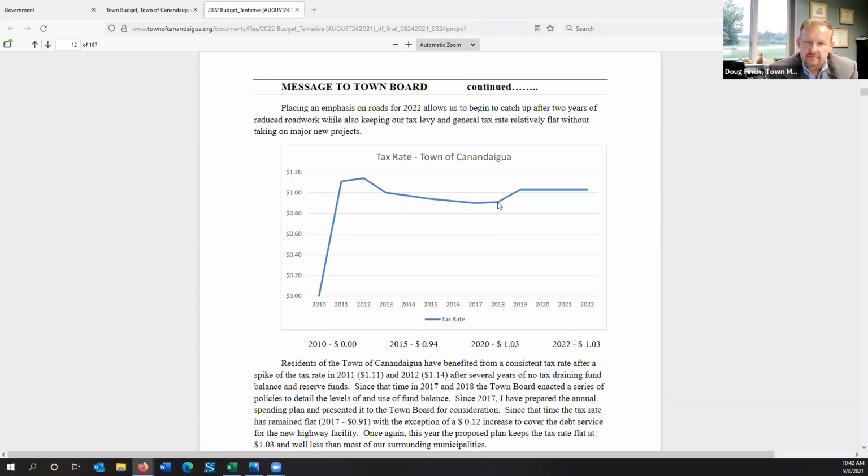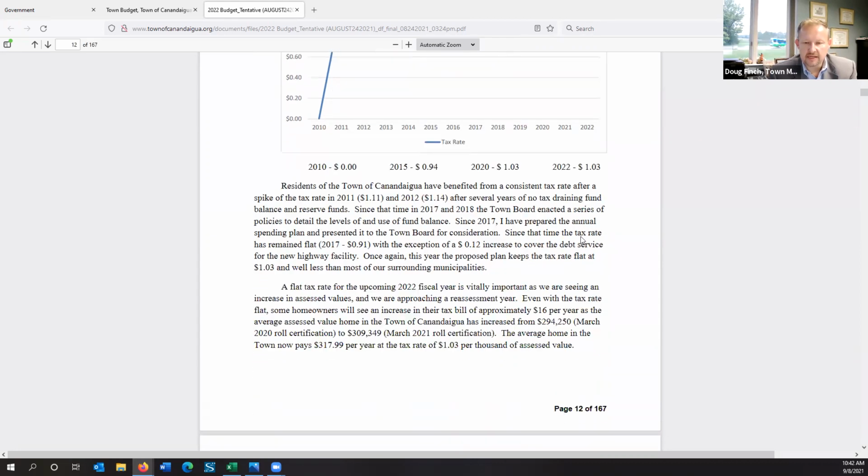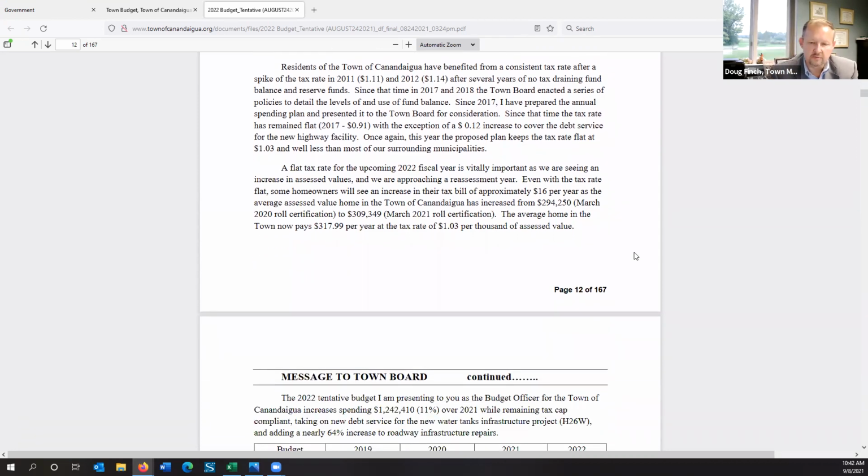And that 2017, I can tell you specifically what that was. That was the year that I became the town manager and budget officer for the town of Canandaigua. That tax rate went from 91 cents to $1.03. That was a 12 cents increase. And that was very specific to cover the debt service for the construction of the new highway facility. So that was that 12-cent increase from 91 cents to $1.03, and you can see it stayed stable ever since that point in time. It increased to $1.03 per thousand, and it has been that way ever since. A nice stable tax rate, avoiding the roller coaster.